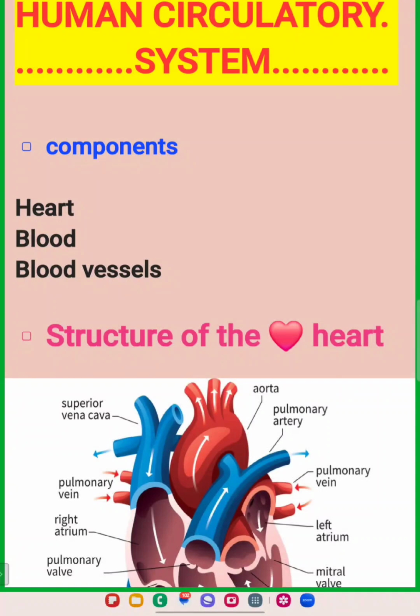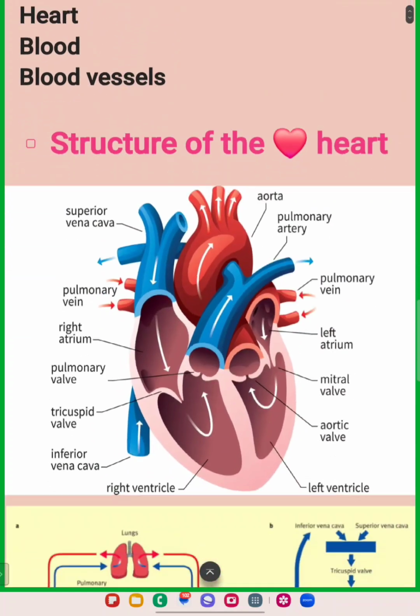Hello children, today's lesson is the human circulatory system. To understand it easily, I'm going to divide this lesson into three components: heart, blood and blood vessels. First of all, let's move into the heart.